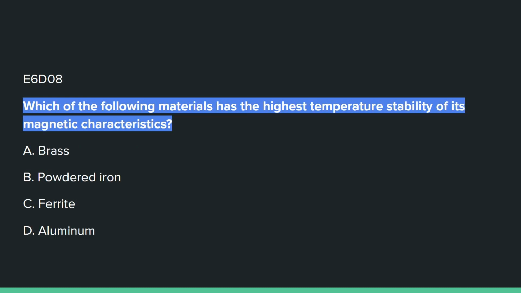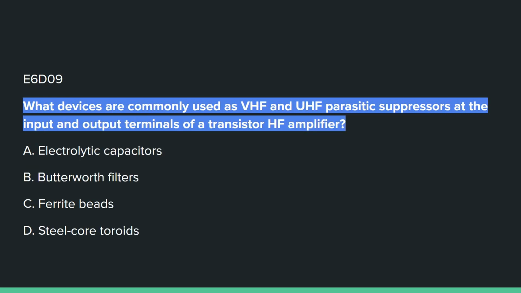E6D08, which of the following materials has the highest temperature stability of its magnetic characteristics? B. Powdered iron. E6D09, what devices are commonly used as VHF and UHF parasitic suppressors at the input and output terminals of a transistor HF amplifier? C. Ferrite beads.